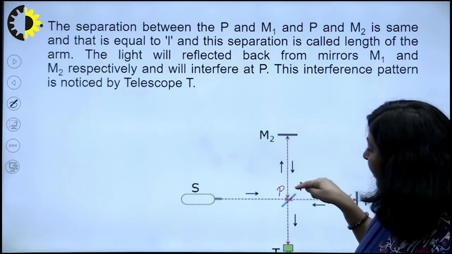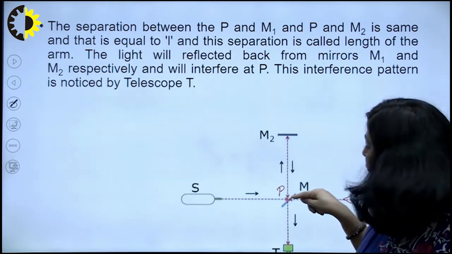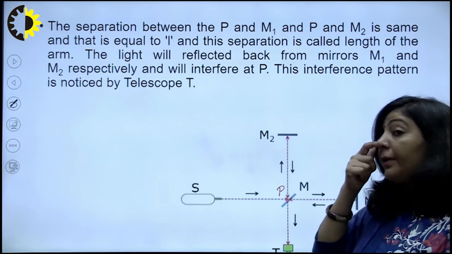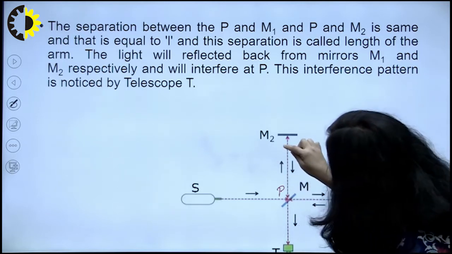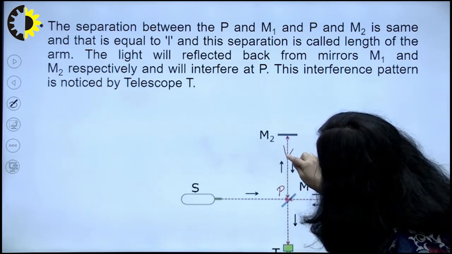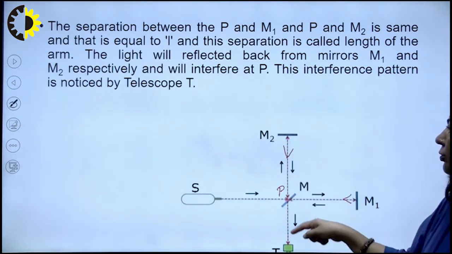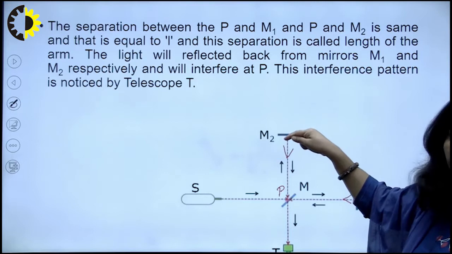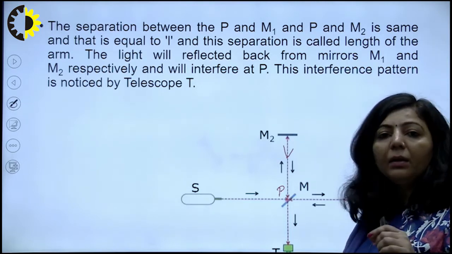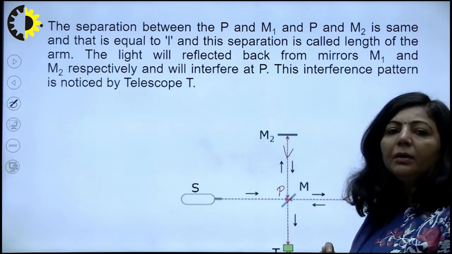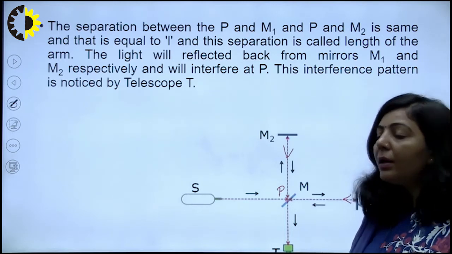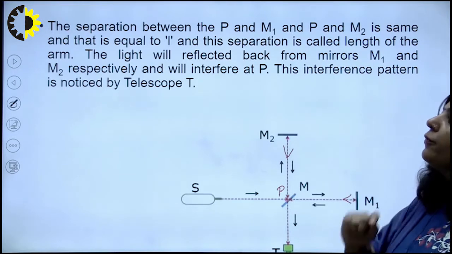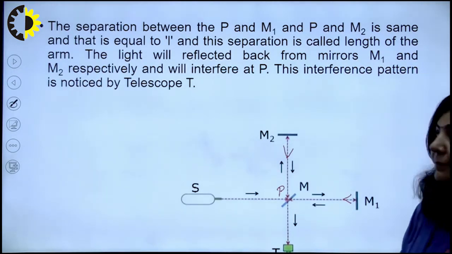Now the reflected ray will start its journey from the glass plate towards the mirror M2. The front surface of mirror M2 is highly reflecting. So when light strikes it, it will be reflected back and follow the same path. During the forward journey, light will travel a distance L. During the backward journey, again light is traveling a distance L. So this is for the transmitted ray and this one for the reflected ray, right?